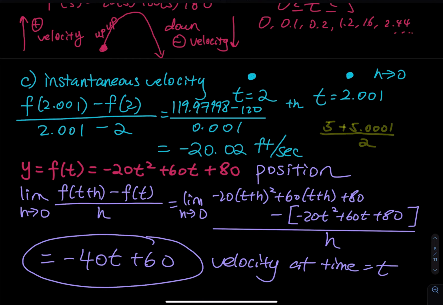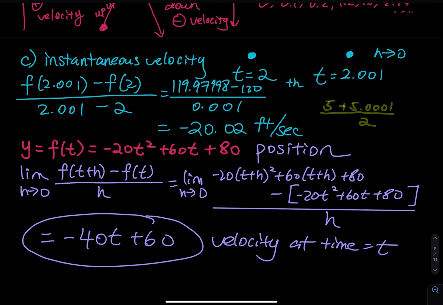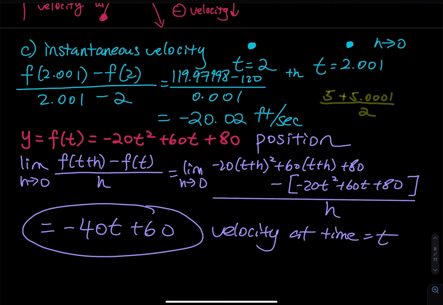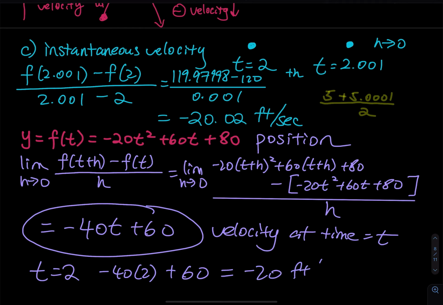So if you say what is the velocity when time is equal to 2? The velocity when time equals 2 is negative 40 times 2, so that is negative 80, and then minus 60 plus 60, so that equals negative 20 feet per second. So when t is equal to 5, all you have to do is just plug in. Okay, so that's it for the instantaneous velocity.